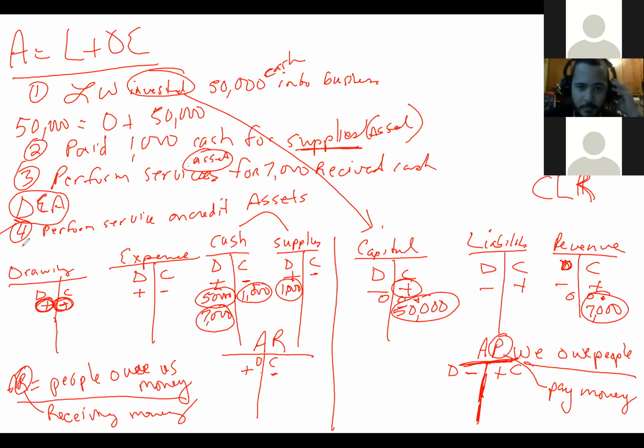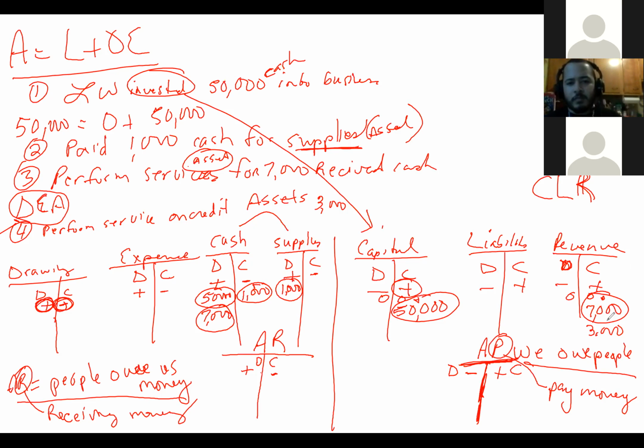All right. So number 4 says perform service on credit. So we're gonna make it for $3,000. All right. So one of the accounts we've already used before, but do you remember what account we used to show that we performed a service for somebody? Revenue? Yep. So does our revenue go up or go down? Goes up. Yep. So we want to show that so far we've made $10,000 in revenue in our company, right?